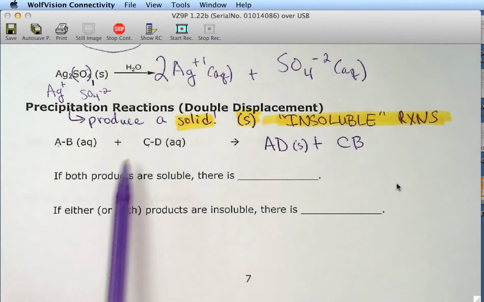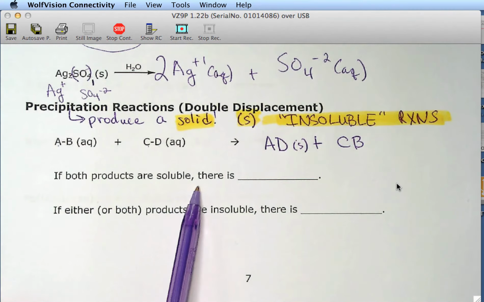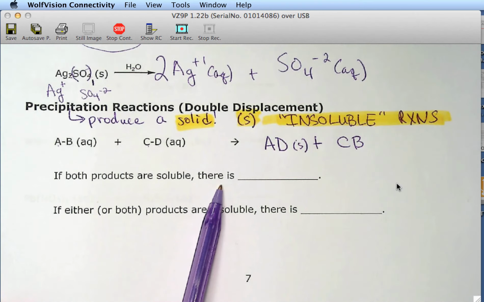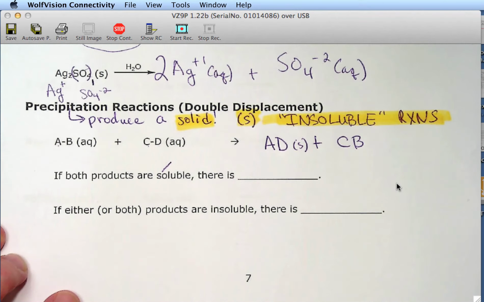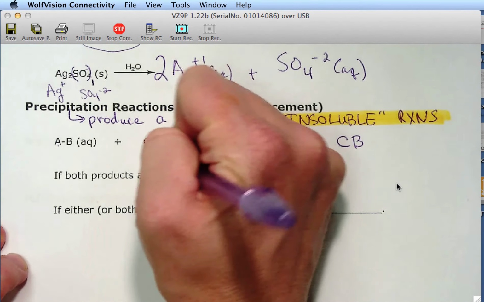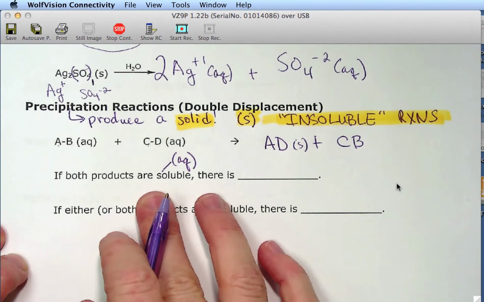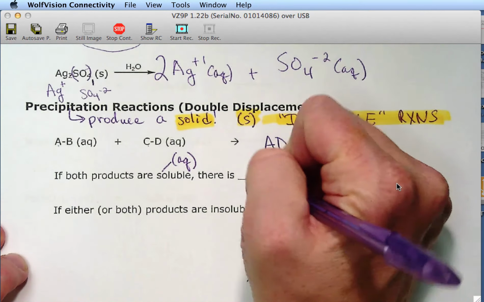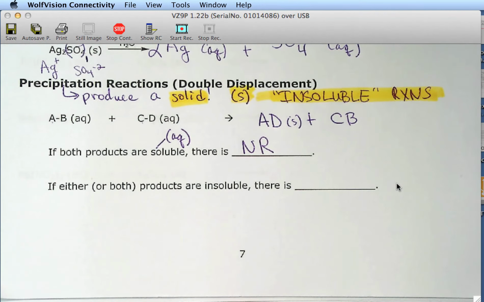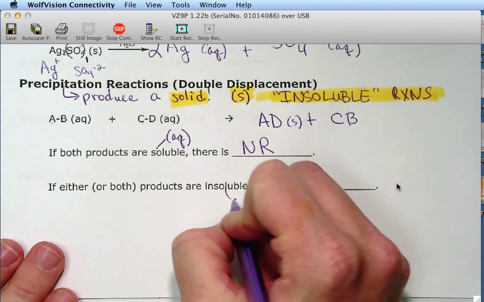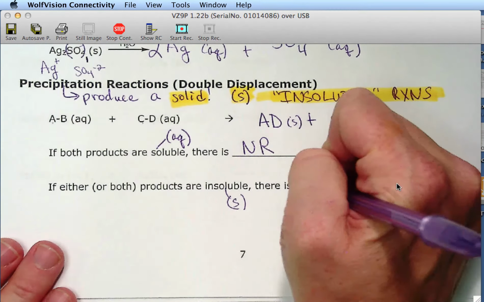You will. So if both products are soluble, what do you think? In order for it to be an insoluble reaction, you have to have a solid. There's no reaction if both products are soluble. So remember that both products being soluble, what symbol goes by soluble? AQ. Yes. So if both products are soluble, there is no reaction. If either or both products are insoluble, that's S, there is a reaction.